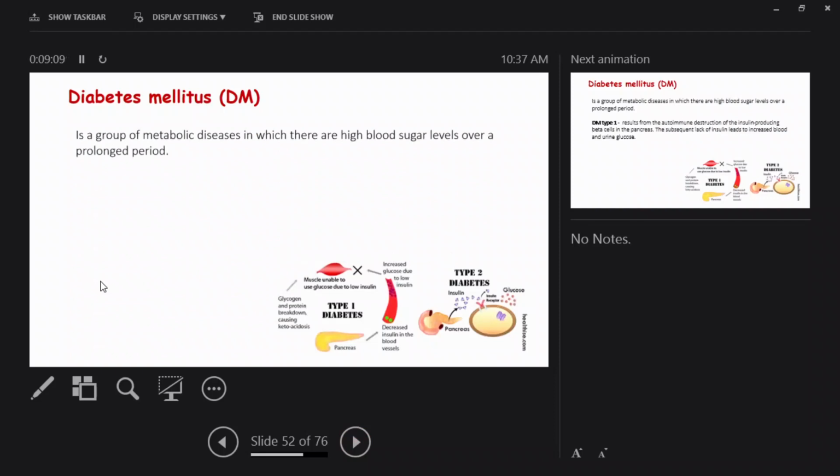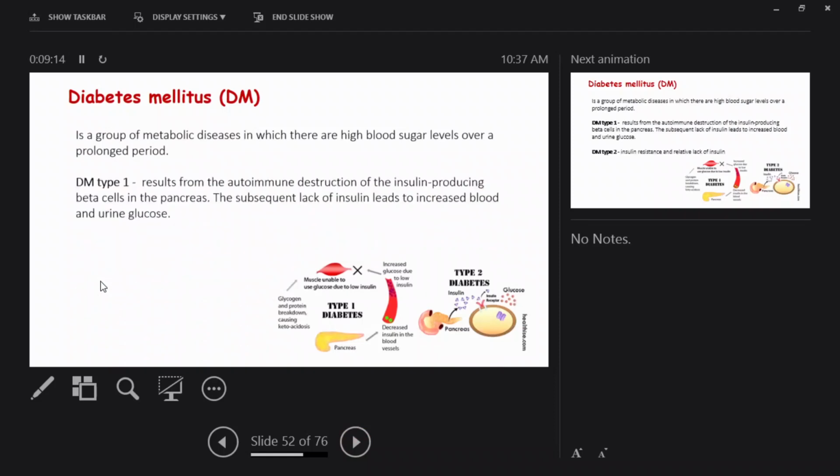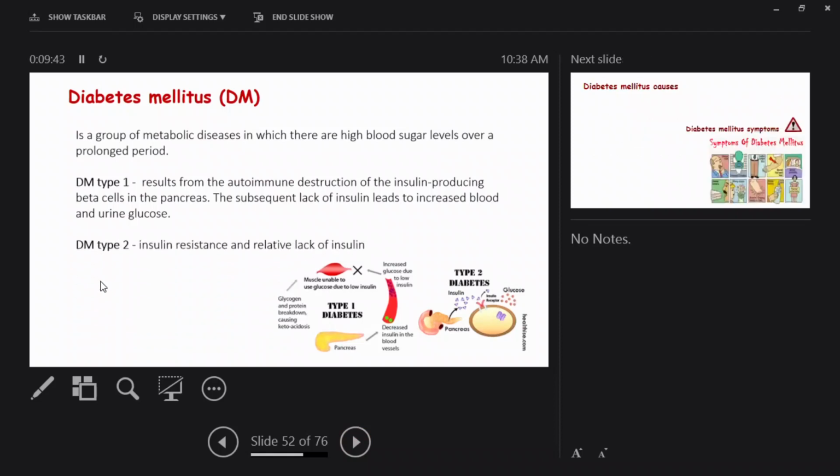Diabetes mellitus is a disease related to high blood sugar levels over a prolonged period of time. There are about 4 types of DM, but the most common ones are type 1 and type 2. Type 1 results from autoimmune destruction of insulin-producing beta cells in the pancreas. So type 1 is when the beta cells in the pancreas are damaged, so there are no beta cells, or the pancreas is not able to produce insulin.